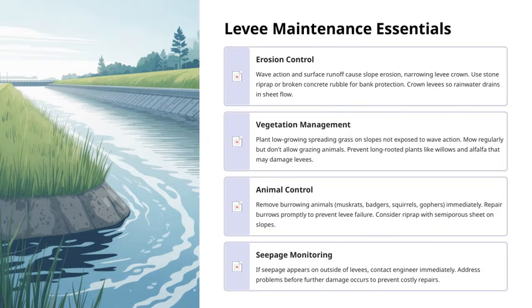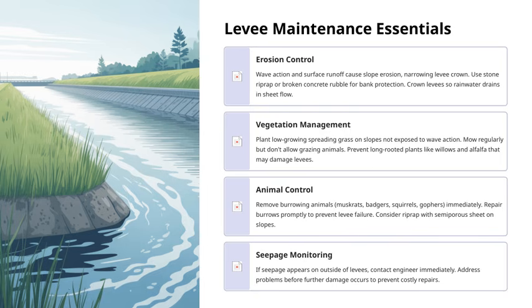Let's now discuss some essential levee maintenance practices. First, erosion control is a key factor. Wave action and surface runoff can cause slope erosion, which gradually narrows the levee crown. To prevent this, we use materials like stone riprap or broken concrete rubble to protect the banks. Also, it's important to crown the levees so that rainwater drains evenly in a sheet flow, reducing erosion and water buildup.